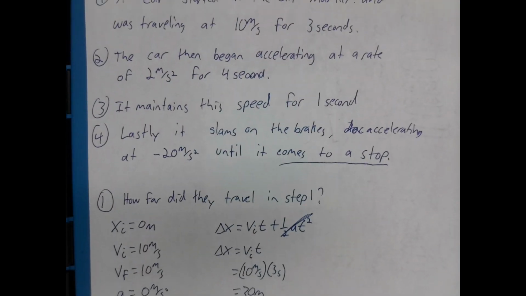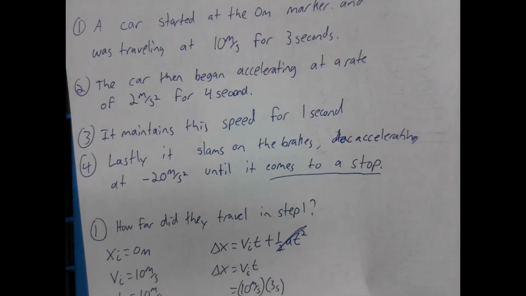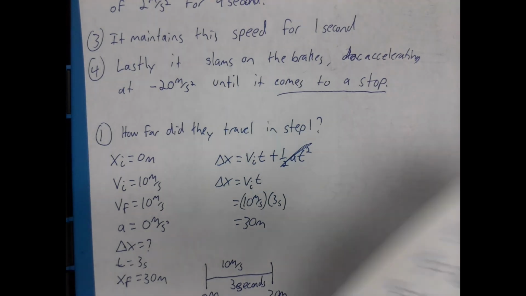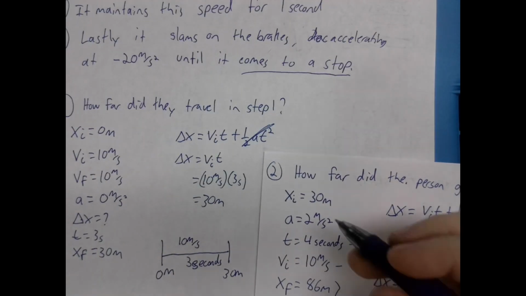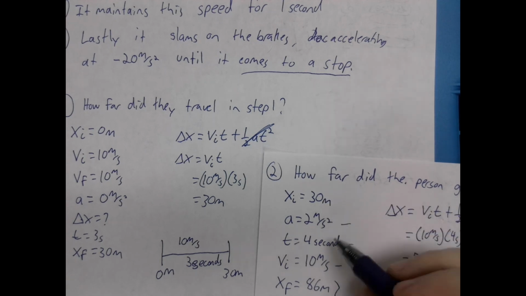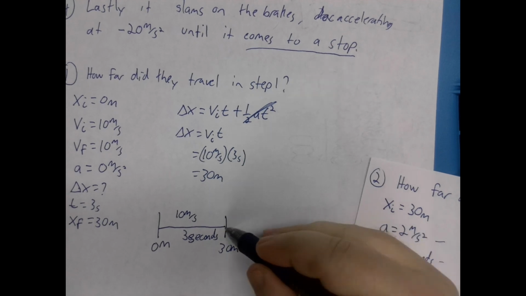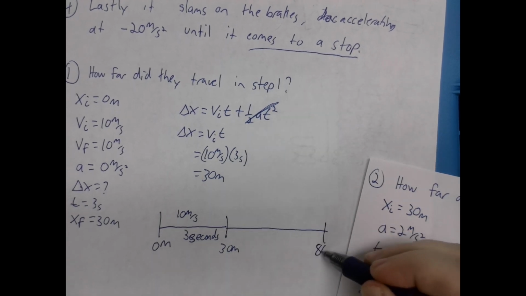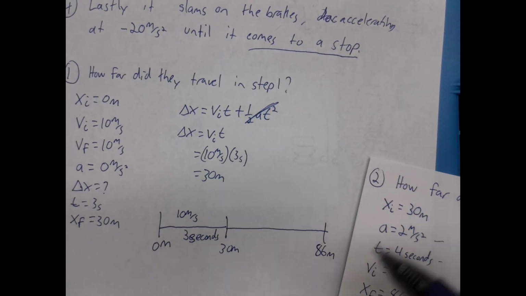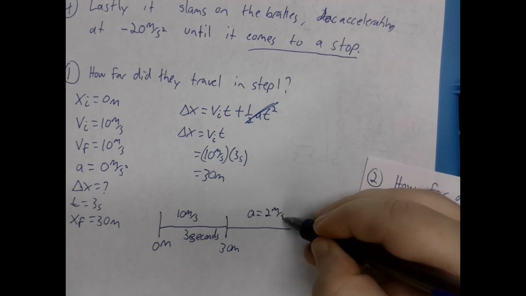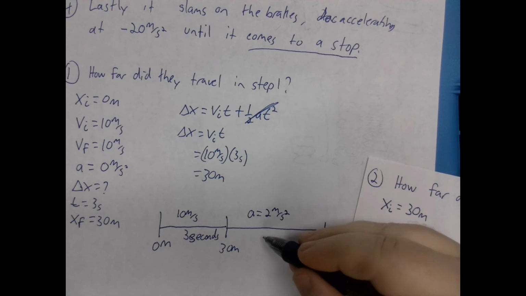Step 2, the car begins accelerating at a rate of 2 meters per second squared for 4 seconds. So, beginning at the 30 meter mark, up to the 86 meter mark, between 30 and 86 meters, it was accelerating at 2 meters per second squared for 4 seconds.